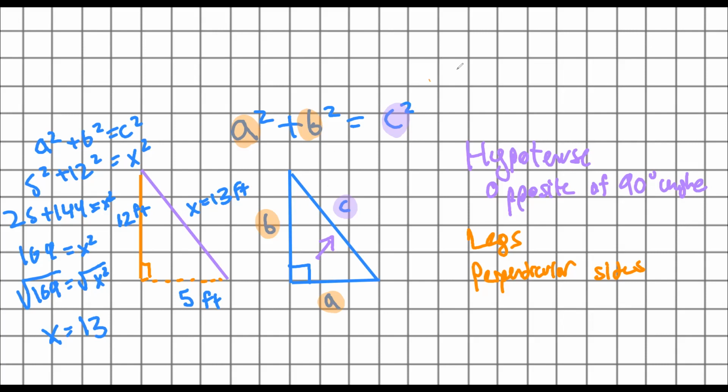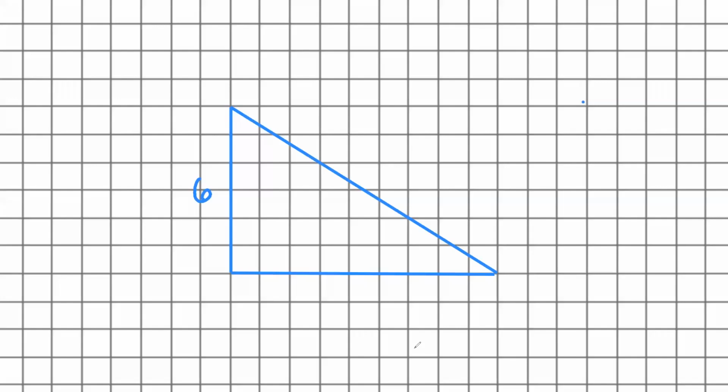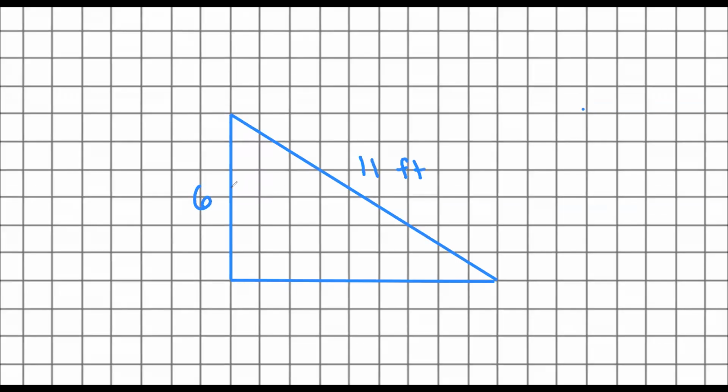Now, how do we use this for an area problem? Because if it doesn't give us area, why do we need to know this? So let's give you an example problem, okay? Here's a triangle problem where I would need the Pythagorean theorem to solve it, all right? I'm saying this is 6 or whatever, right? And I'm going to give you this diagonal length here, which is 11. And I'll say these are in feet, right?